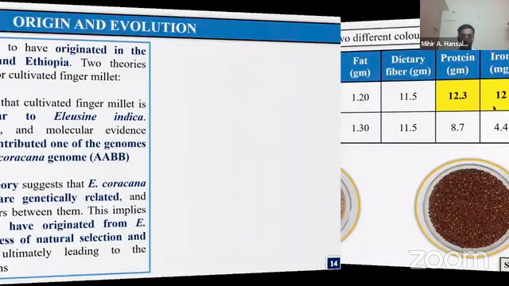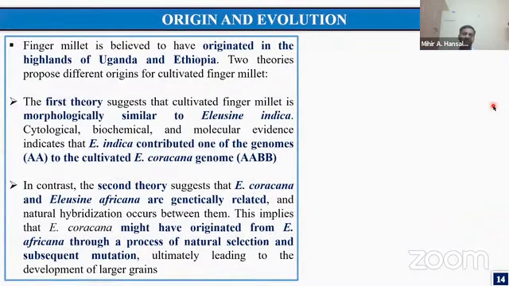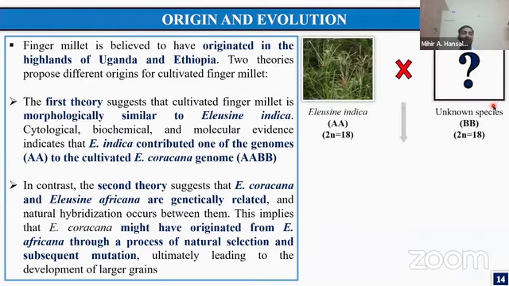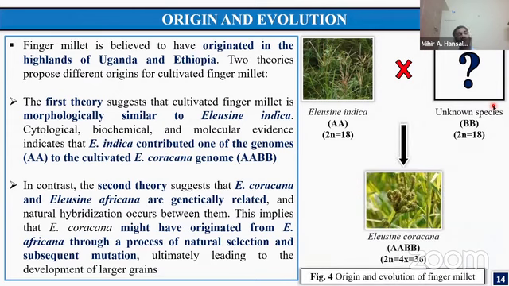Then origin and evolution. Finger millet originated from East Africa, as you all know. Two theories suggest the evolution of finger millet. The first theory suggests that it could have originated from Eleusine indica based on cytological, biochemical, and molecular evidence. Eleusine indica contributed one of the genomes to the cultivated Eleusine coracana genome. In contrast, the second theory suggests that Eleusine coracana and Eleusine africana are genetically related, and it might have originated from africana through a process of natural selection and subsequent mutation.